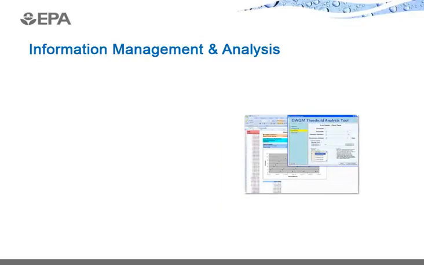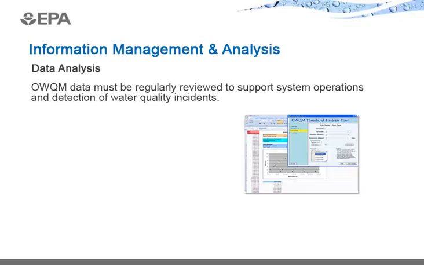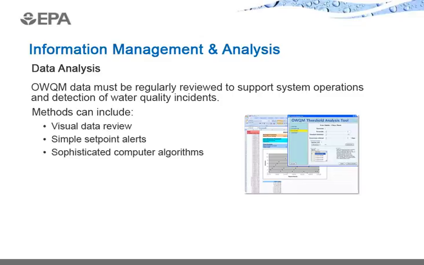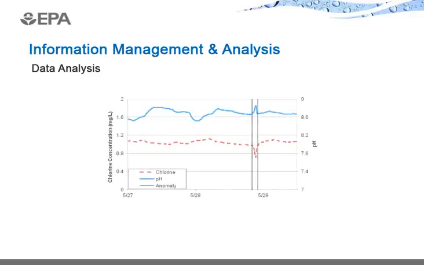The second aspect of this design element deals with data analysis. OWQM data must be regularly reviewed to support system operations and detection of water quality incidents. Data analysis methods vary in complexity and can include visual data review, simple setpoint alerts, and sophisticated computer algorithms. When a water quality anomaly is detected, an alert can be generated to notify utility staff. This time series plot depicts OWQM data that would likely trigger an alert. The vertical black lines on the right side of the plot identify a period of time in which both the chlorine residual and pH levels deviate from baseline water quality at a monitoring location.